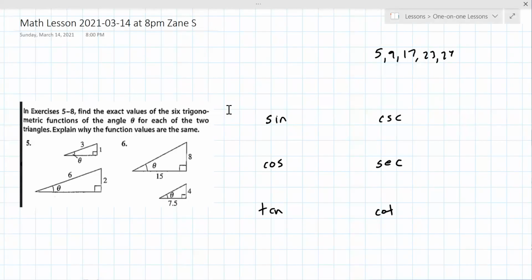Okay, so sine and cosine are related. Cosecant is the reciprocal of sine. Secant is the reciprocal of cosine. Tangent is the ratio of these two. Cotangent's the ratio of these two, or it's the reciprocal of tangent. So it's like sine leads to cosecant, cosecant leads to secant, tangent leads to cotangent, or these two lead to tangent. So you can do that.